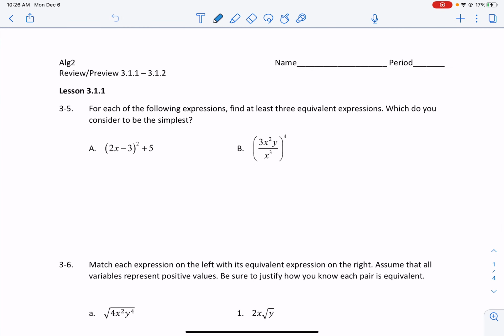Everyone, this is the video for the lesson 3.1.1 review and preview problems. 3-5 says for each of the following expressions, find at least 3 equivalent expressions. Which do you consider to be the simplest?